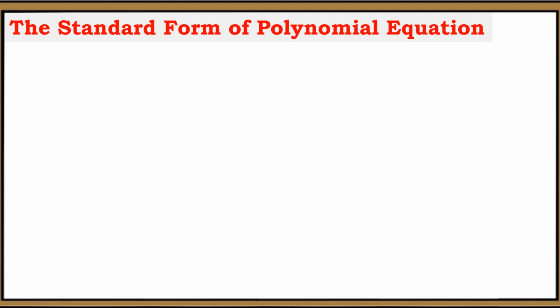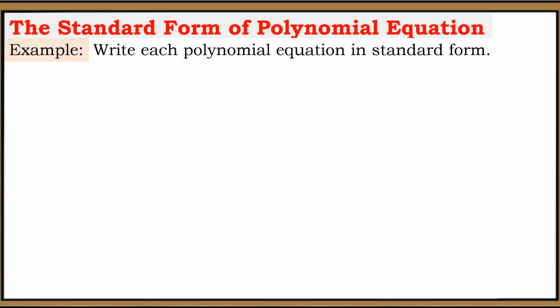The standard form of polynomial equation. Example, write each polynomial equation in standard form. Given 9x minus 3x cubed plus 2 minus 5x squared plus x to the fourth is equals to 0. In our previous video lessons, you learned how to arrange the polynomial in the proper order. That is also the way on how to write polynomial equation in standard form.